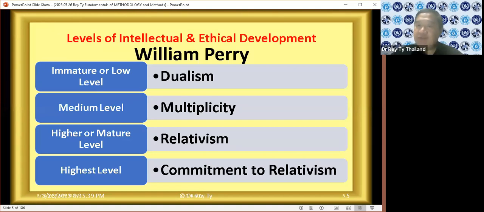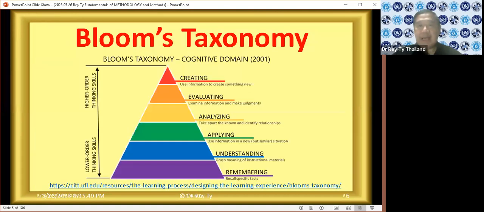And the highest level is, we know there are many different answers, but we're committed to one position. For example, what Professor Rajesh Kunar said, no discrimination on caste, class, gender and education and so on and so forth. That is a commitment. So we reach that higher level if we are committed to some positionality.